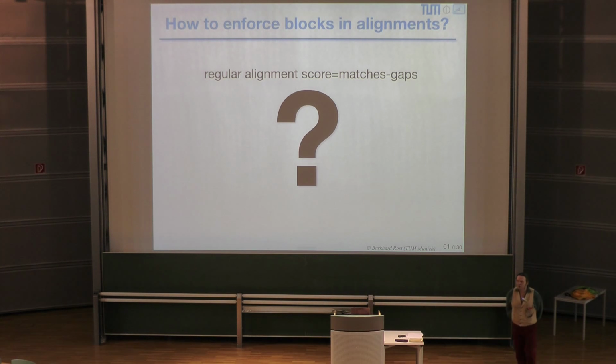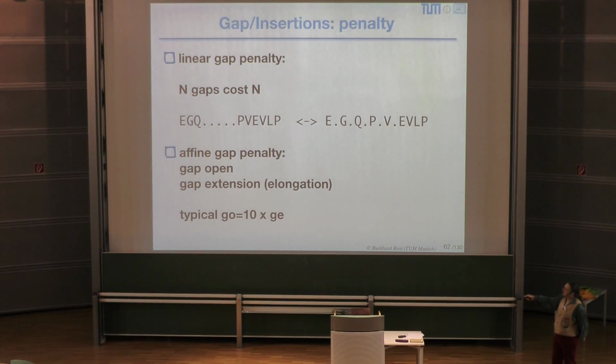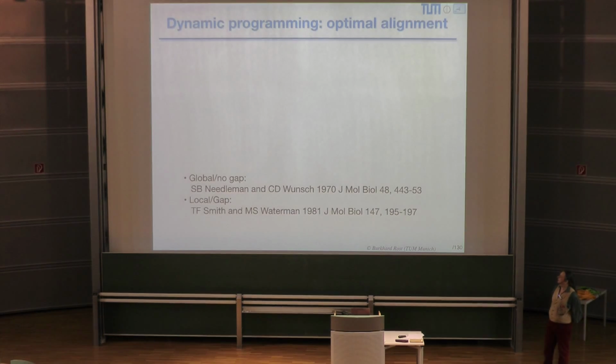Now, how could we enforce blocks in the alignment methods? The idea is that we treat opening a gap differently, so the first one gets a different penalty than the extension of a gap, the second one. Typically the extension of a gap has a 10 times lower penalty. This way you guarantee that you cannot easily open a gap, but once it is open, you can relatively easily continue it. This simple function gets you to something like that.